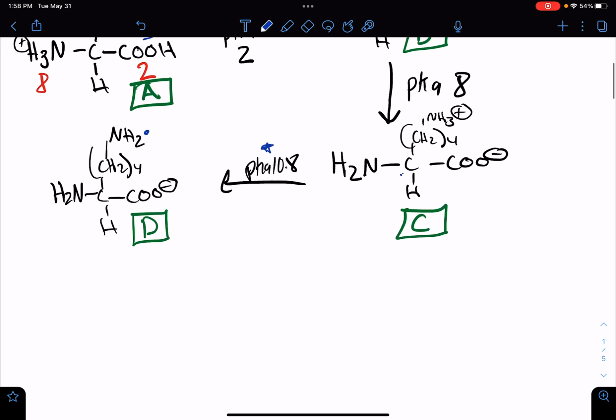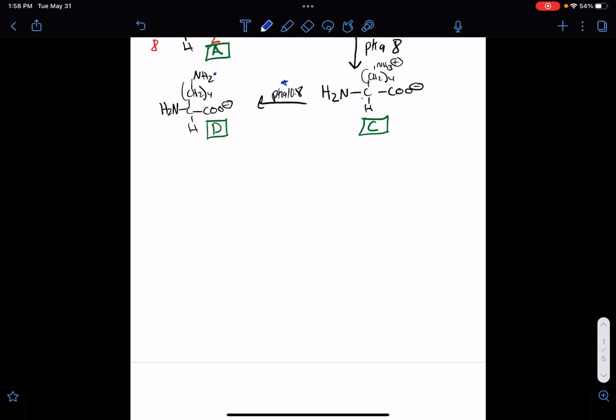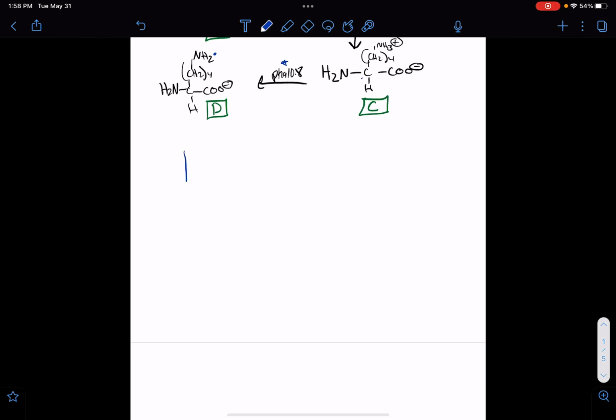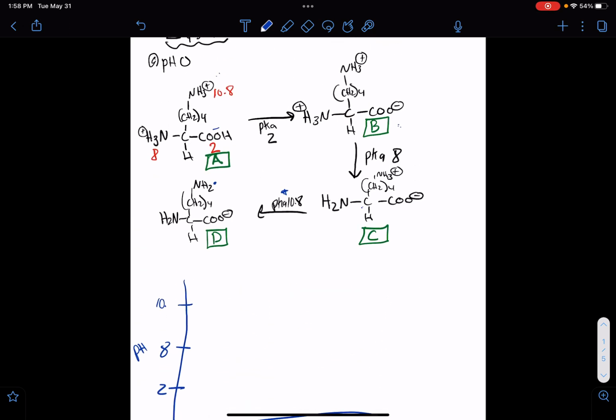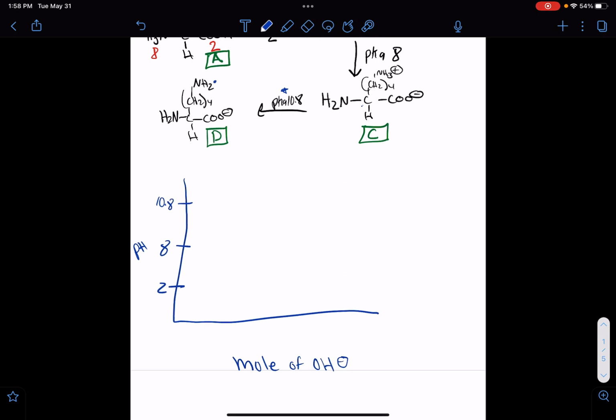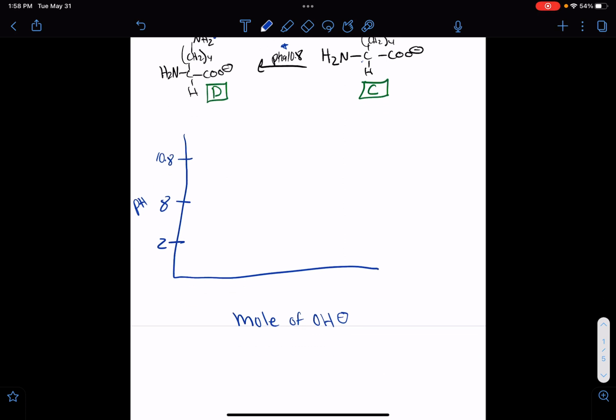So I need to do this first to then start the graph. On the graph, we're going to go like this, down, down. On the bottom, you have moles of OH that are going to be added for this titration. On the side, you're going to have pH. The pH levels we choose are going to be 2, 8, and 10.8, I think. And for moles of OH, since we have 3 protons that are coming off, we'll have 3 moles in total, but we go in increments of 0.5.